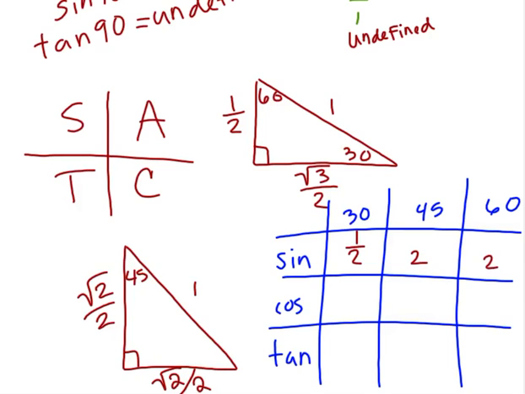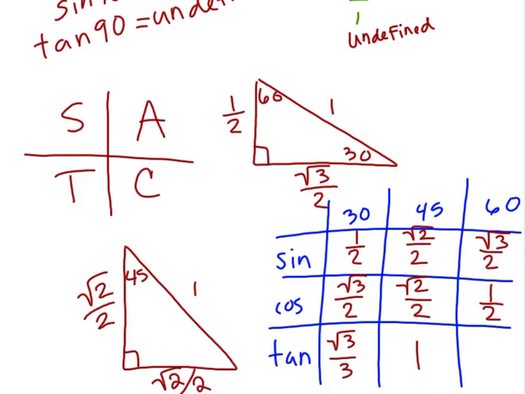Remember, the denominators stay the same. Your sine goes up, so we get √2 and then √3. Your cosine goes down, so we've got √3, then √2, then 1. And your tangent, you've got the √3/3, and then 1, and then just √3.